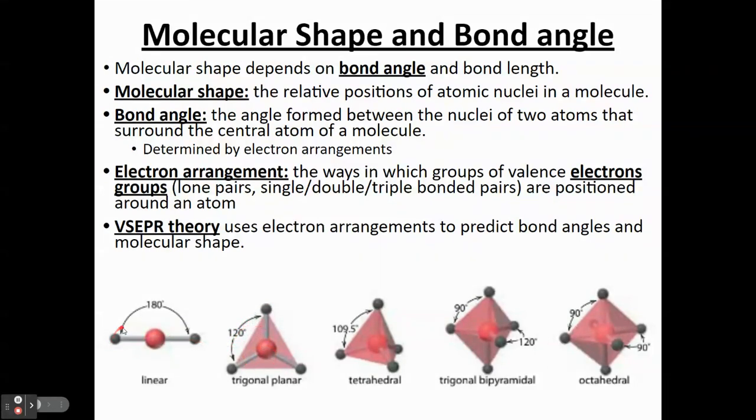So here we can see the bond angle between this and this around the central atom is 180 degrees. Here we have 120 degrees. Here in the tetrahedral shape, the bond angle is 109.5 degrees all the way around. Here in this trigonal bipyramidal shape, we have 90 degrees for these ones over here, and then 120 degrees for these ones here. And then in the octahedral shape, we have essentially 90 degrees all the way around. And these bond angles essentially are such that it minimizes the overall repulsion that the electrons have on each other.